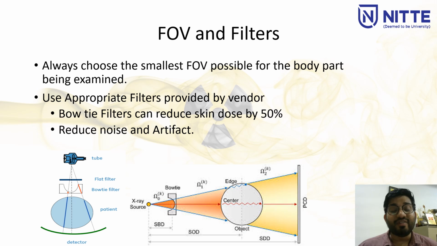What is FOV? Field of view. We have two types of field of view: one is the scan field of view and the other is the display field of view. Scan field of view is when we start imaging, we keep an FOV. For example, for brain, we keep an FOV from the base of the skull to the vertex. That is the region that we are actually covering.